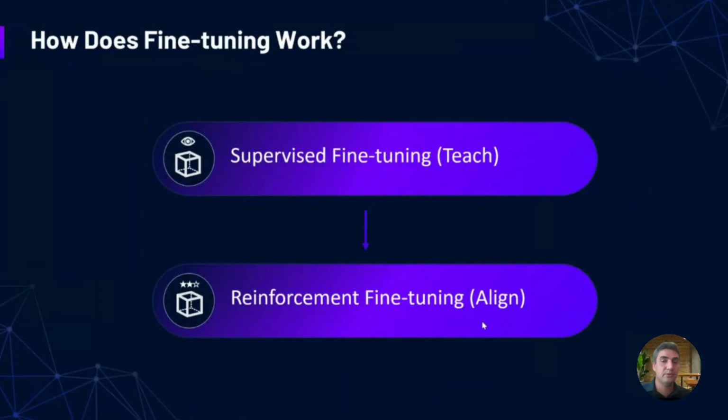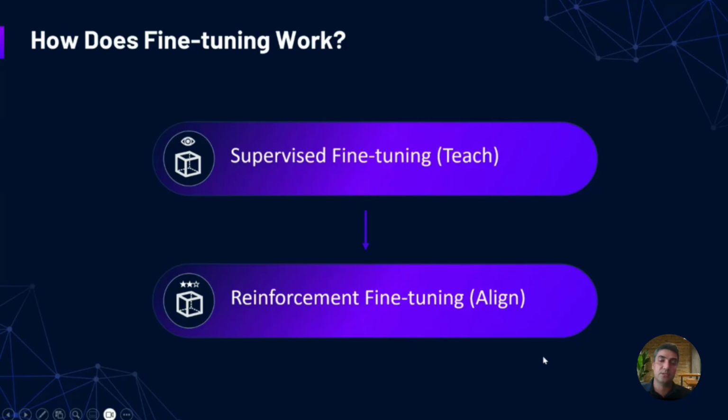Now, how does fine-tuning work? There are actually two processes. The first one is what we call supervised fine-tuning, and the second one is reinforcement fine-tuning. Supervised fine-tuning is basically giving the model a data set and asking it to learn from that data set. If you take an analogy of a student, it's like giving a student a math book or geology book, and asking the student to read each page and learn everything from that book. The student becomes very proficient at that task.